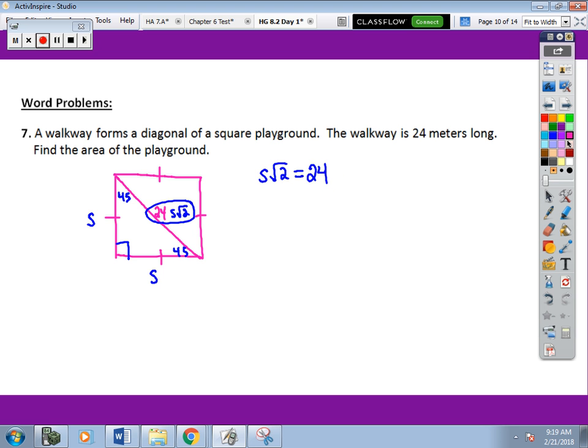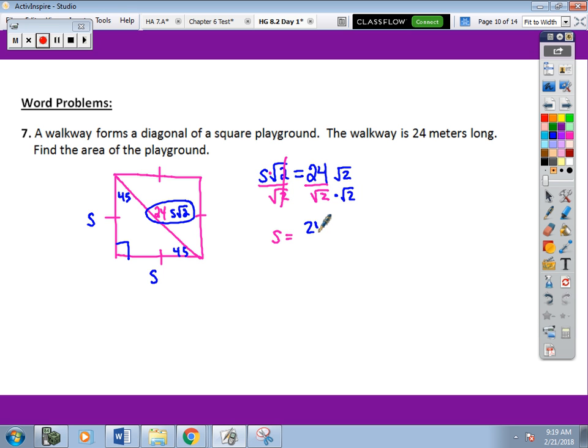Solve for s. Undo multiplication with division. Can I divide those and just say 12? No, absolutely not. We have to rationalize. Multiply by the square root of 2 in the numerator and the denominator.